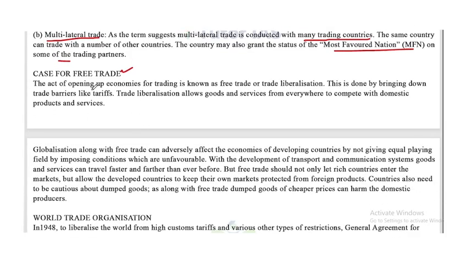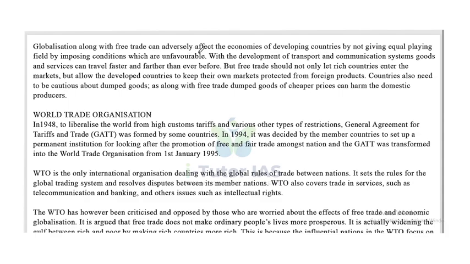The act of opening up economies for trading is known as free trade or trade liberalization. This is done by bringing down trade barriers like tariff. Trade liberalization allows goods and services from everywhere to compete with domestic products and services. Globalization, along with free trade, can adversely affect the economies of developing countries by not giving an equal playing field and by imposing conditions which are unfavorable.